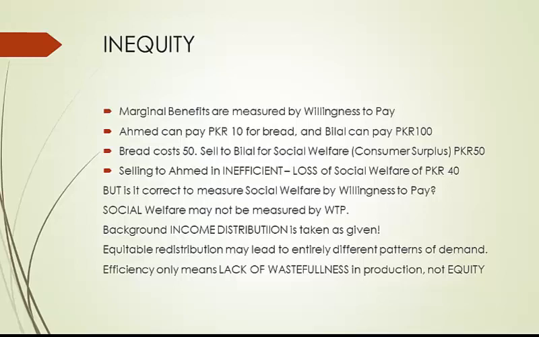The example in the text is given that if somebody can only pay 10 rupees for bread and the other person can pay 100 rupees, then if there's only one bread, it should be given to the one who can pay more for it. But possibly the one who can pay more can afford to buy cake, and the one who cannot afford it can only buy bread. So if there's only one bread, it should be given to the poor person, because that's equitable, but not efficient, because efficiency is measured by the surplus, not by need fulfillment.